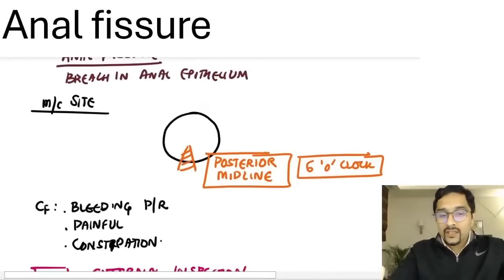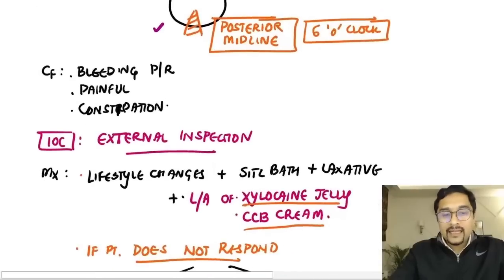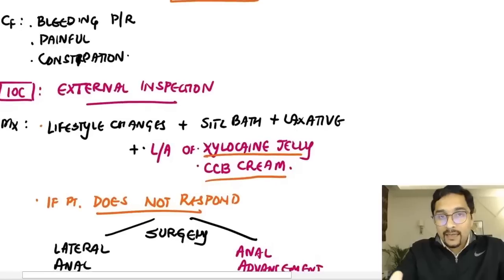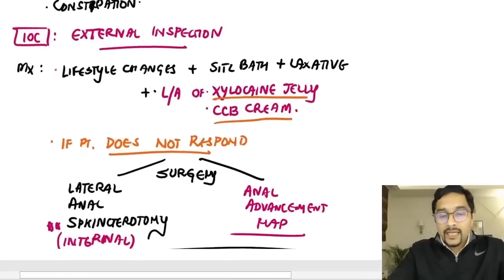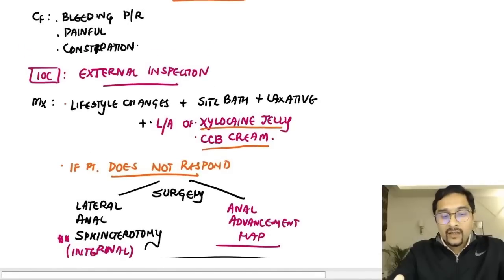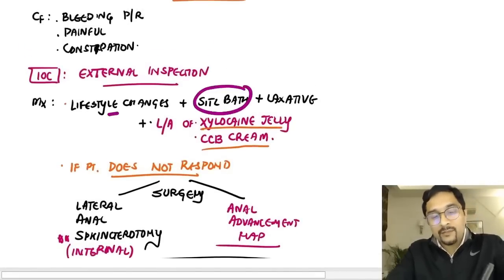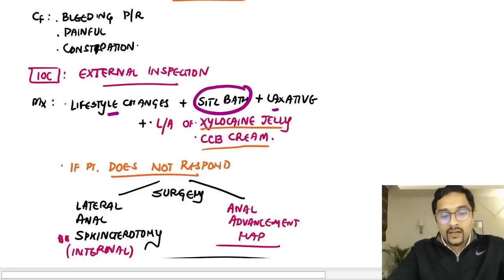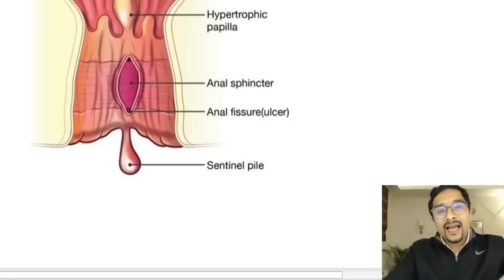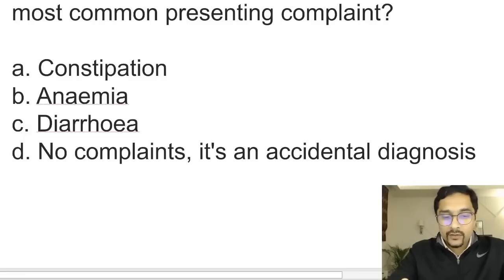Now, I've told you anal fissure is a breach in the continuity of the anal epithelium. Posterior midline is the most common, and the investigation of choice is external inspection. We don't carry out digital rectal examination because it is extremely painful. We initially try lifestyle management. If it does not work out, then we do sitz bath, right? Sitz bath along with lifestyle management is initially advised, and if it does not work out, then we do surgery in terms of lateral anal sphincterotomy and anal advancement flap. You know, chronic anal fissure will have a skin tag or a sentinel pile. This is usually associated with a chronic anal fissure.